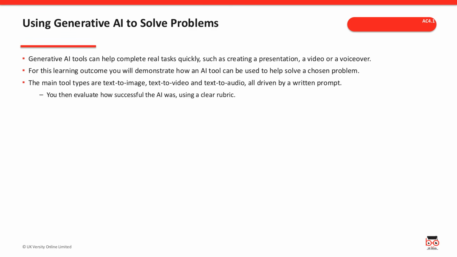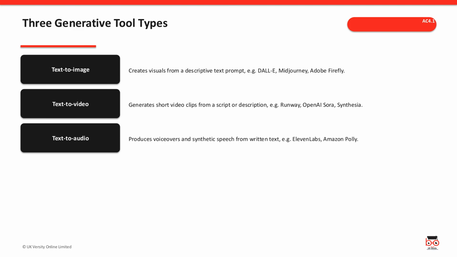For this outcome, you'll show how one of these tools helped solve a problem you chose, and then weigh up how well it did against a clear rubric. Let's meet the three generative tool types you'll be choosing from.